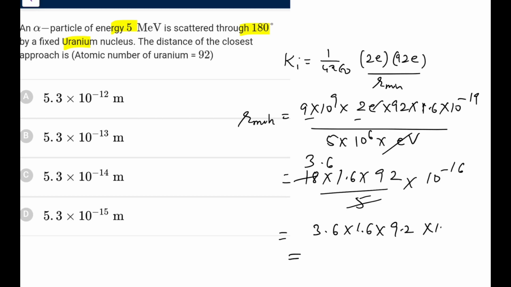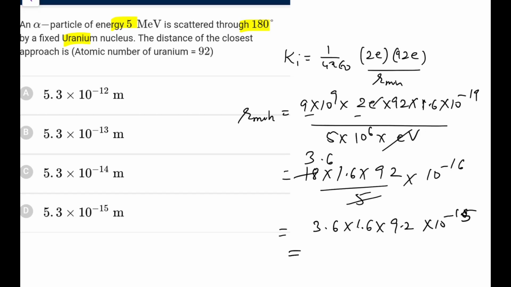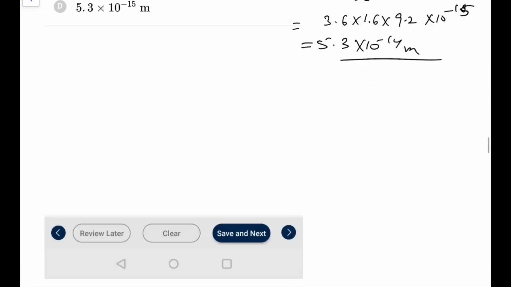Let me check what is the power. I think one more would be reduced, so it would be 10 to the power minus 14. So 9 into 1.6, it would be 14.4, and 14.4 times 3 is what we have, 42, so it would be 5.3. 53 we will get, so 5.3 into 10 to the power minus 14. I'll go for this option C.